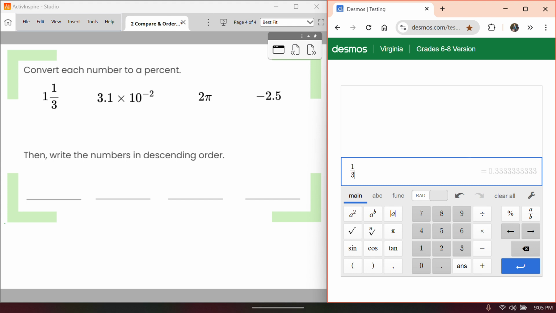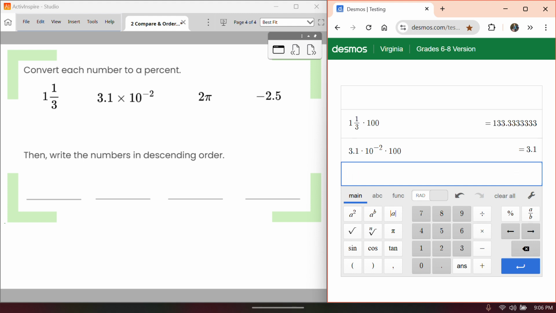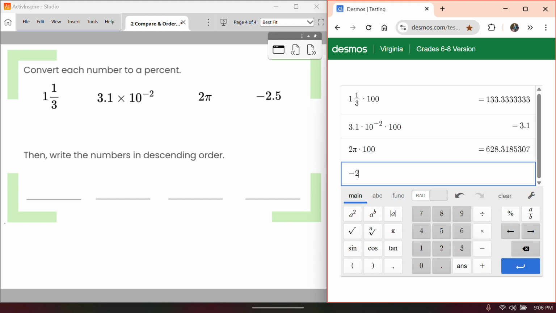And I have to do this first one a little bit funny because I actually don't have a keyboard right now, but 1 1/3 times 100, 3.1 times 10 to the negative second power times 100, 2 pi times 100, and negative 2.5 times 100. None of them were percents to begin with, so I have to change them all to percents. So I'm going to write these down on the notes page.